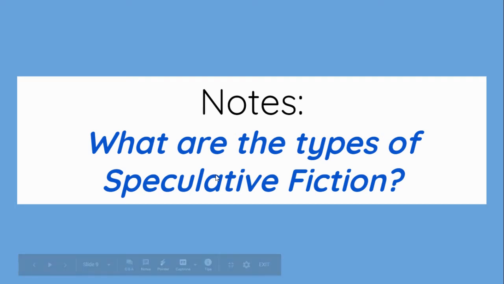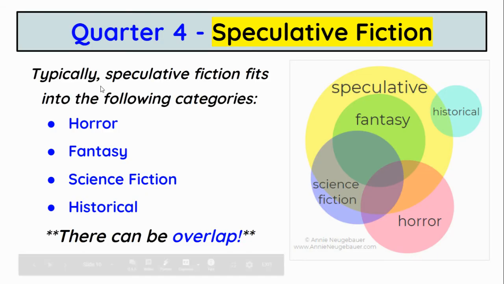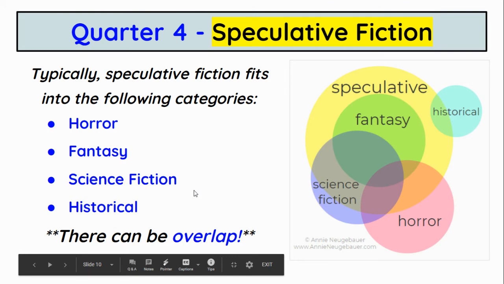So what are the types of speculative fiction? Typically, speculative fiction fits into the following categories: horror, fantasy, science fiction, historical. There can be overlap.